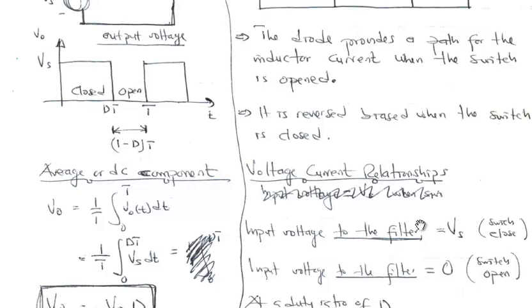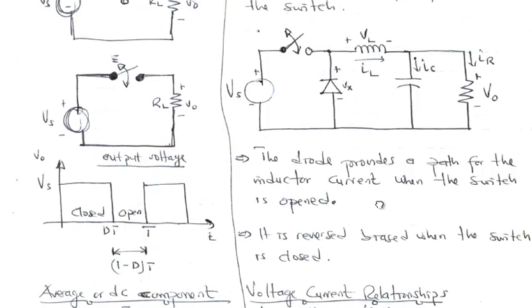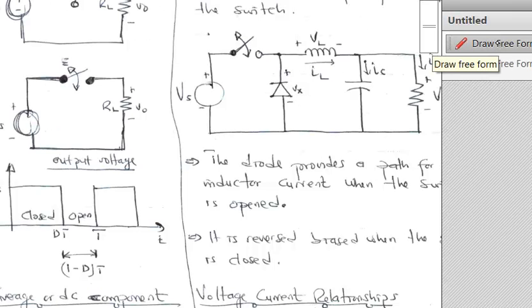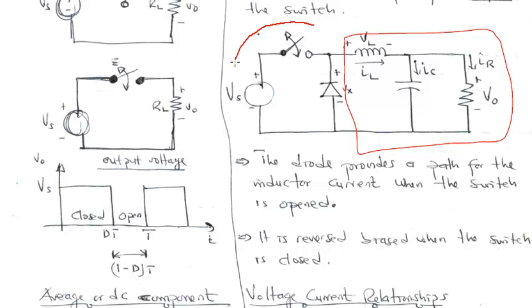The voltage-current relationship. The input voltage to the filter is going to be Vs when the switch is closed. So when we close this switch, basically this is the filter side of the circuit. If I want to show you this very quickly, that is basically the filter side of the buck converter. This part here is the switching part and this is the filter part. So the input voltage to the filter side of the buck converter is equal to Vs when the switch is closed. Don't forget the diode becomes an open circuit when the switch is closed. Let's go ahead and erase that.